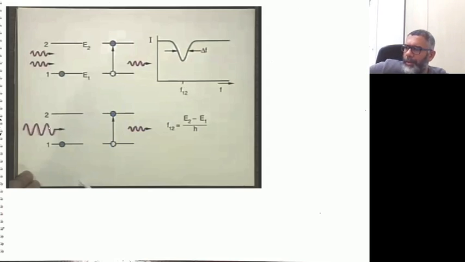Of course, in the wave picture you will see the decrease in the amplitude. In the particle picture, in the photon picture, you will see the decrease in the number of photons. Okay.